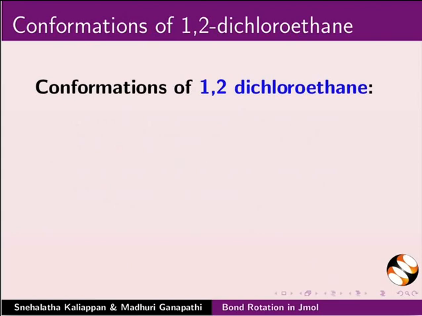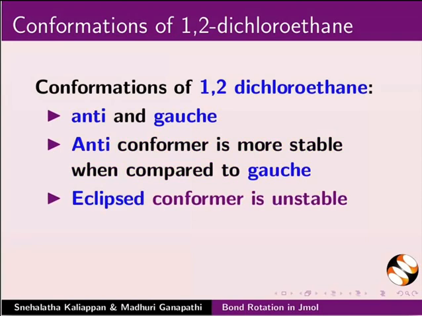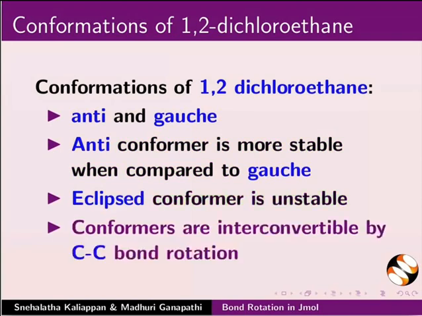The most prominent conformations of 1,2-dichloroethane are anti and gauche. Anti-conformer is more stable when compared to gauche. Eclipsed conformer is unstable. These conformers are interconvertible by CC bond rotation.